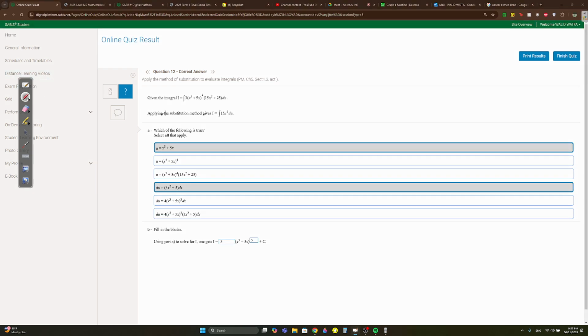Okay, 12. Given the integral I, oh, that's a lot. I is equal to the integral of (3x cubed plus 5x) to the power 4 times (15x squared plus 25). Obviously, to integrate, you need to use U-substitution, right? They said if you apply the substitution method, you're going to get the integral of 15u to the power 4 du. If you use the U-substitution method, what do we get?